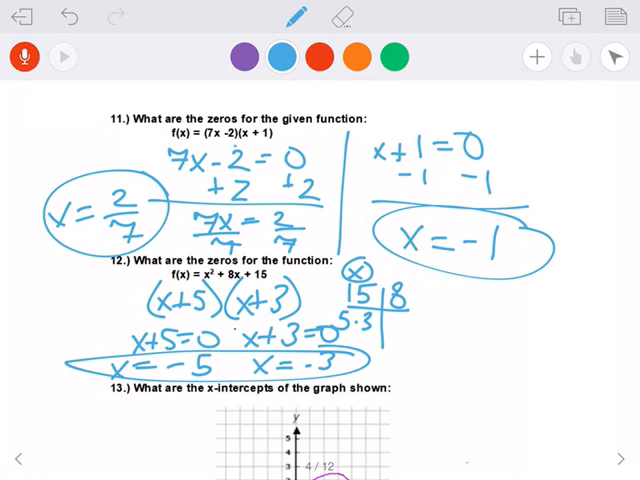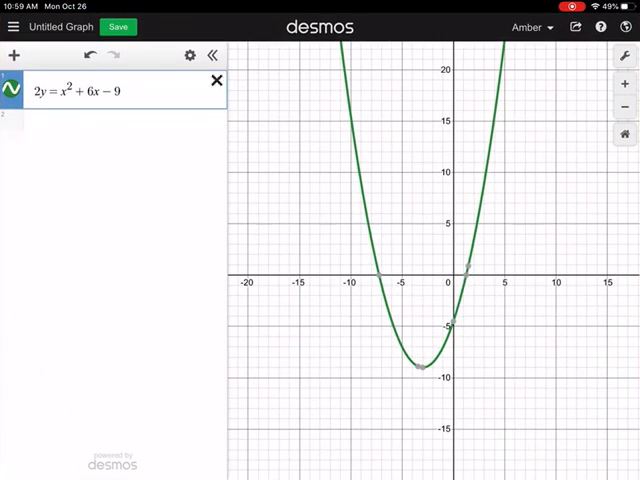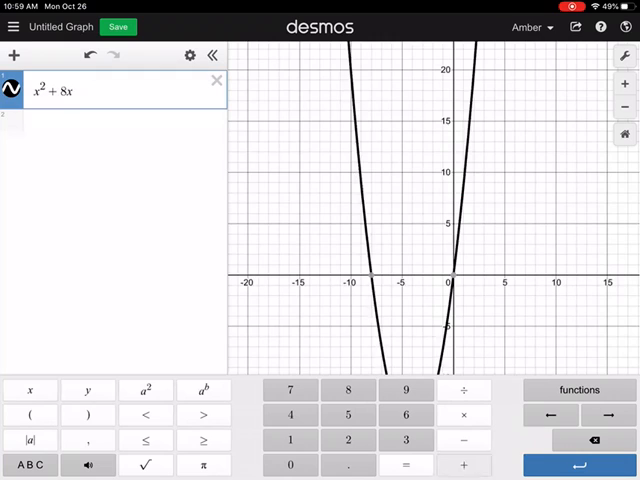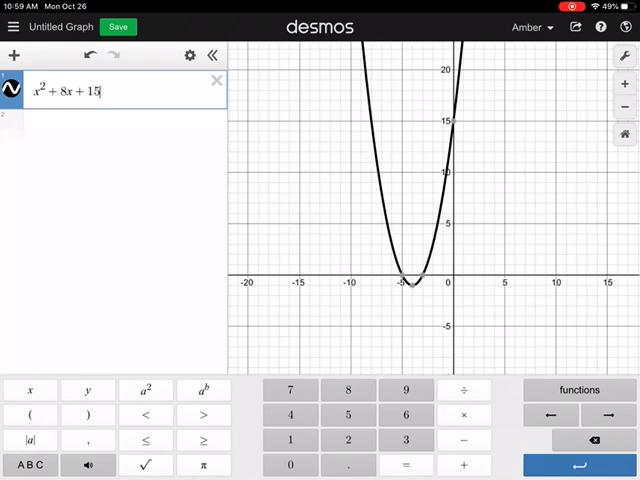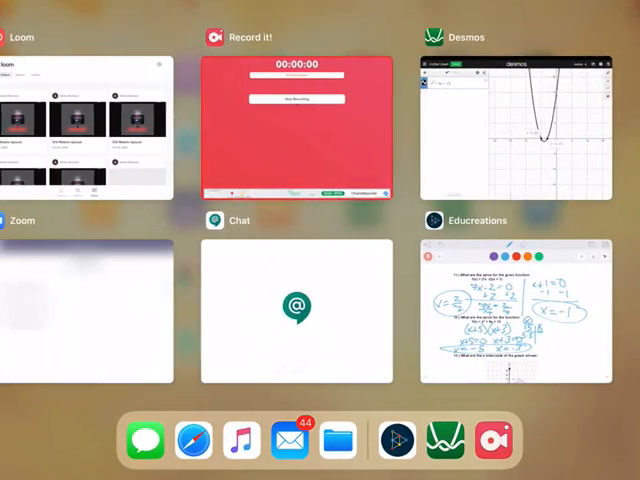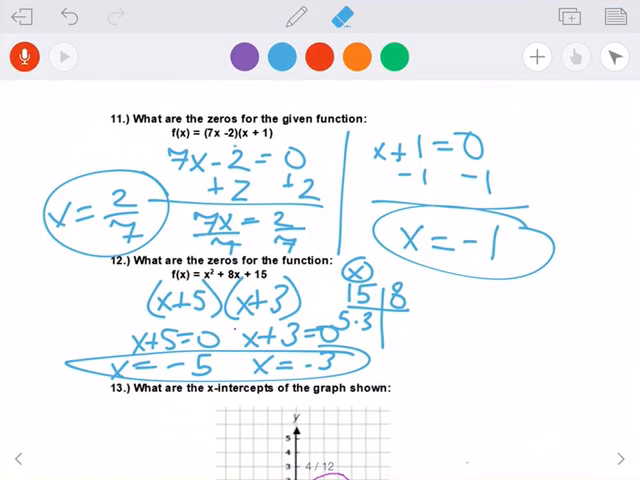If you wanted to type it in as it was, you don't need the f of x part. You could just type in x squared plus 8x plus 15. So I'll go ahead and do that just to show you. I'd have x squared plus 8x plus 15. And then I can see it touches x at -5 and -3, which were the two answers that I found.